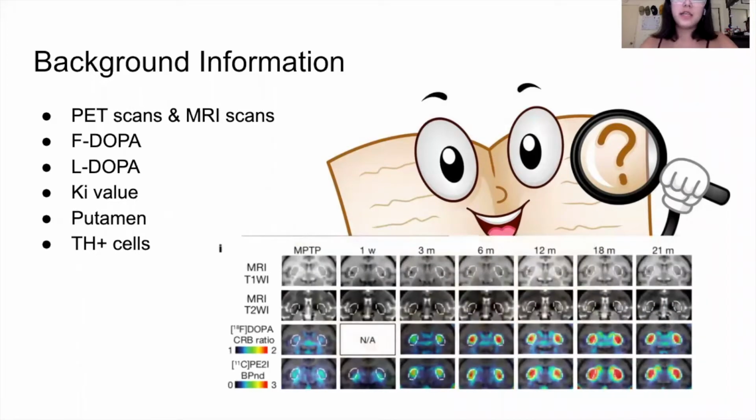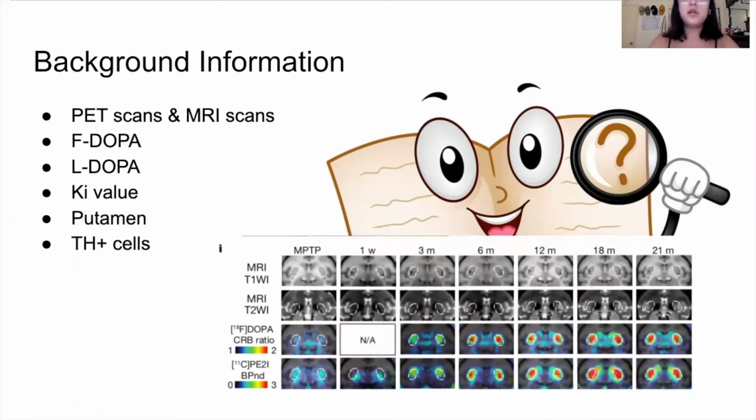So first we're going to look at figure 3I. These are PET and MRI scans. Scientists use PET and MRI scans to determine whether grafted cells are capable of functioning as dopaminergic neurons. Using these scans, scientists examined dopamine synthesis of F-DOPA and found an increase of it in the putamen.